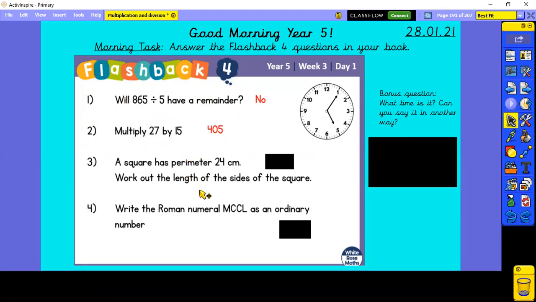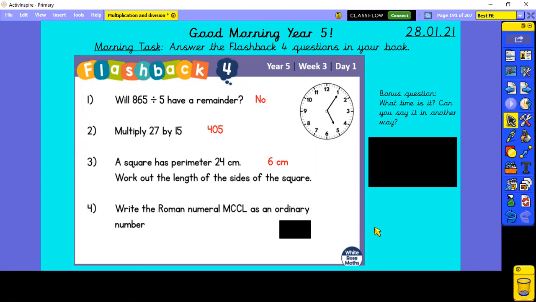Question 3, a square has a perimeter of 24 centimetres. Work out the length of one side of the square. So, perimeter involves adding up all of the lengths of the shape, but the key word here is square, and we know that a square has the same length sides all the way round. So all we need to do is divide 24 by 4, and our answer will be 6 centimetres.